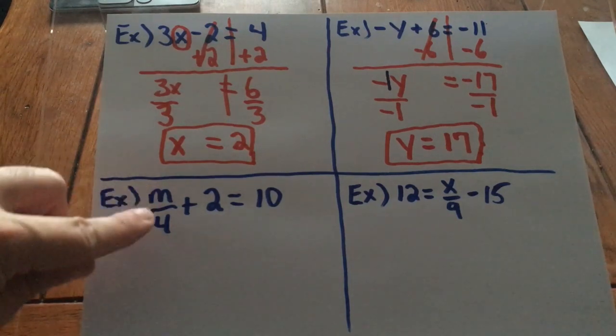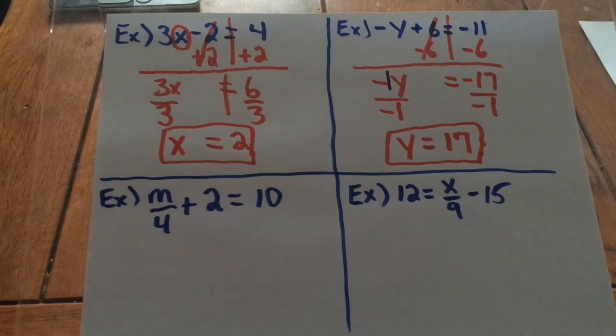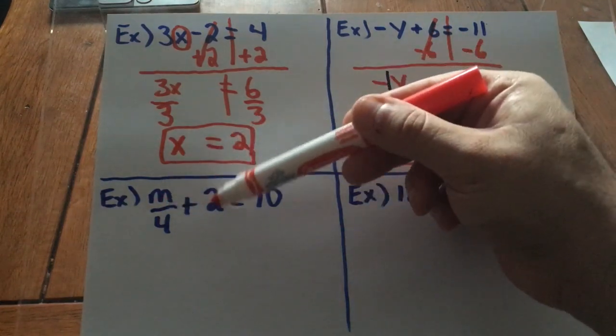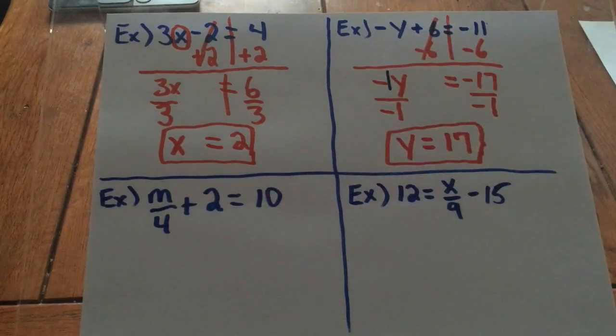In this case, this fraction is not going to create any kind of problem for us until we get to the last step, so we're going to leave it alone. The second step is to distribute. There are no parentheses. Skip that. Combine like terms. Again, over here, this is one term, this is another. They're not alike, so we can't combine them. On this side, there's only one term, so we can skip that step.